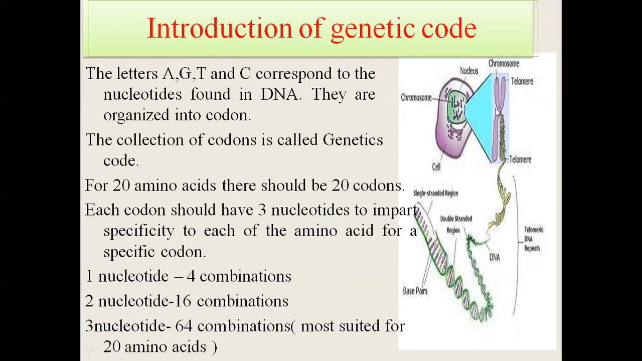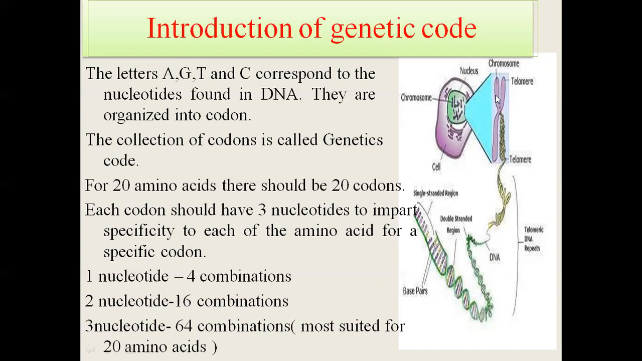In this picture you can clearly see the chromosome, and this portion is the telomere. If you zoom in on the chromosome, you can see the DNA double helical structure, and if you go in depth, you can see the base pairs of double stranded DNA. This is the whole cell, and this is the nucleus. Inside the nucleus there are chromosomes.